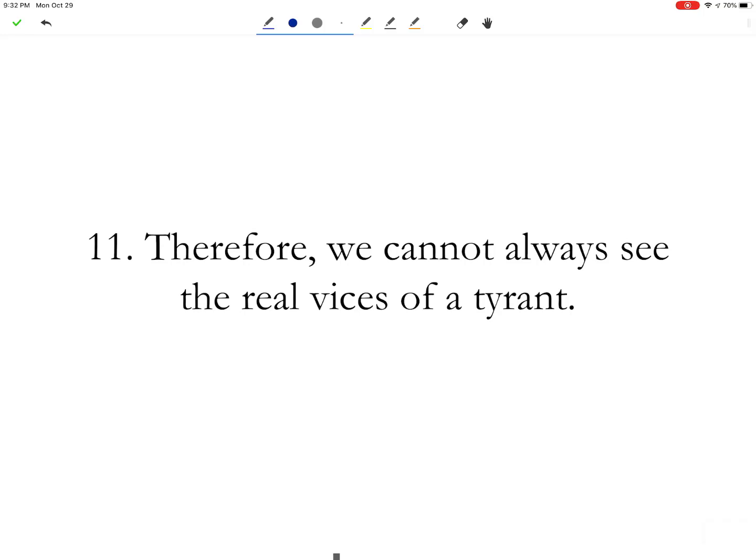(11) Therefore, we cannot always see the real vices of a tyrant. Therefore, this is your igitur. But remember, it is post-positive. And what does that mean? It is put later. Literally, postpositive means to put afterwards. So it's not going to be first.